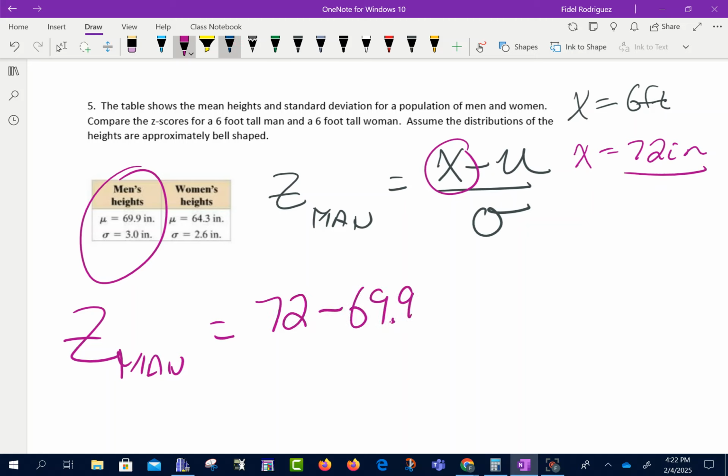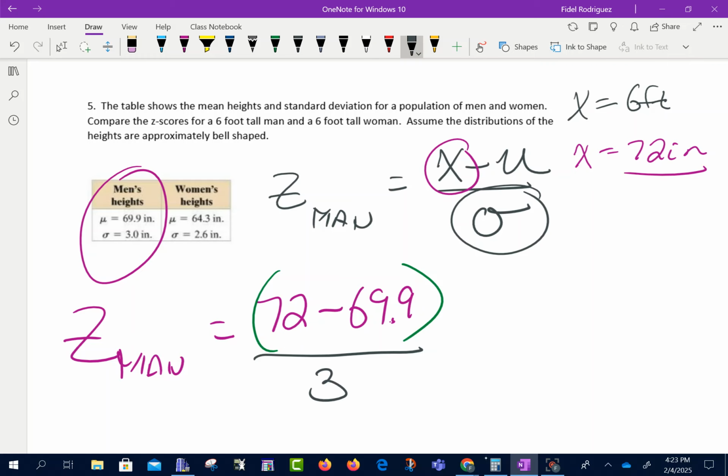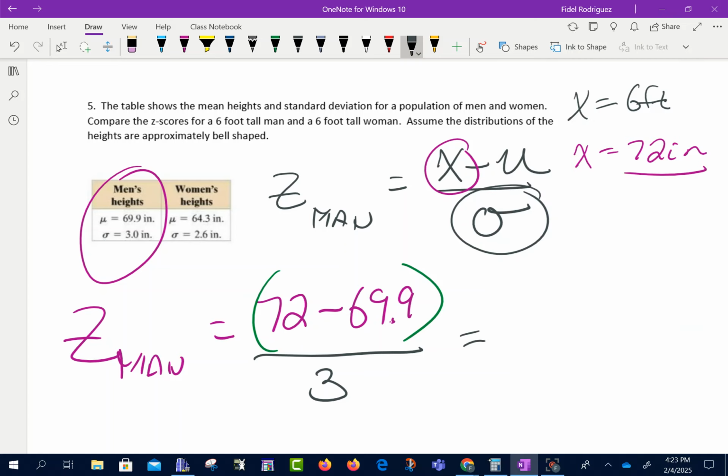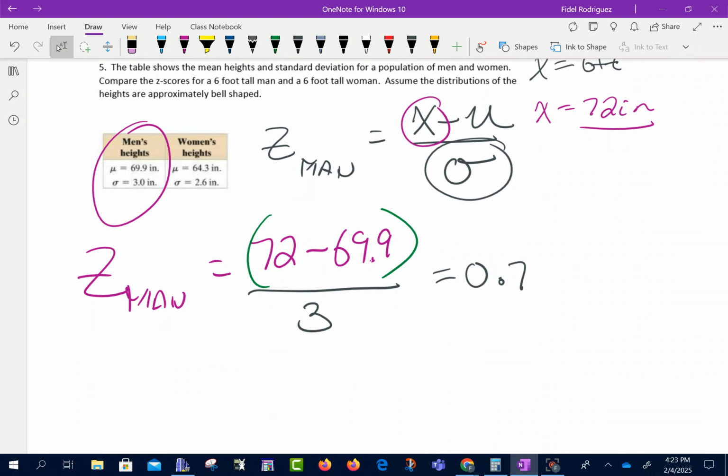I'm going to give you a strong recommendation: put this in parentheses because that's going to be the first thing we do. And then we're going to divide it by our standard deviation, which in this case is 3. So I'm going to take my calculator, 72 minus 69.9, and divide that by 3, and I'm coming up with 0.7. I'll tell you what these values mean in a second. But there we go for a man.